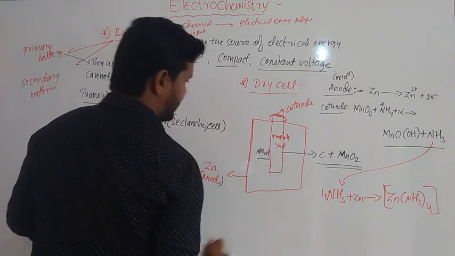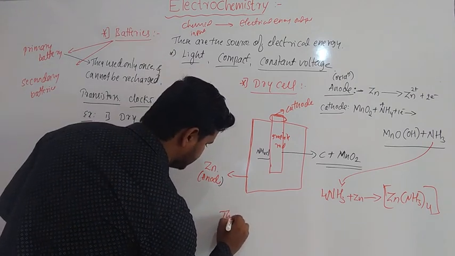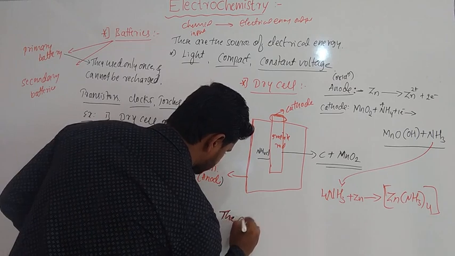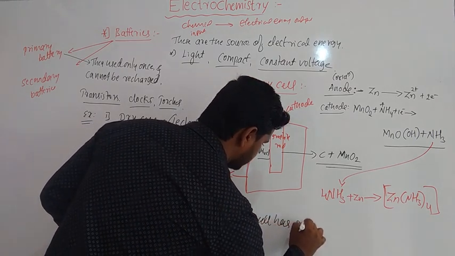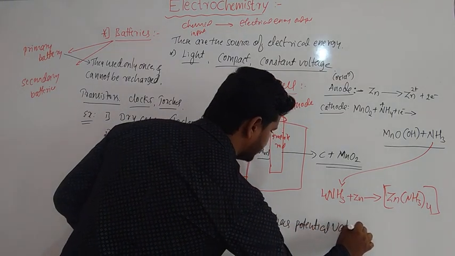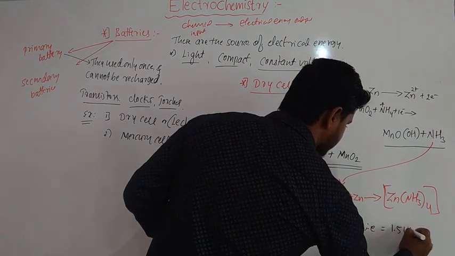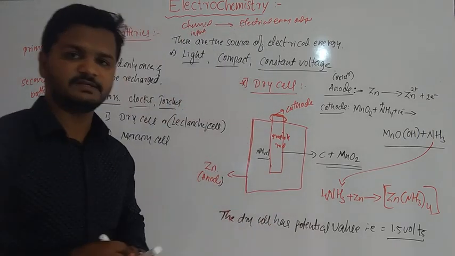And this dry cell has a potential value that is 1.5 volt. It is constant.